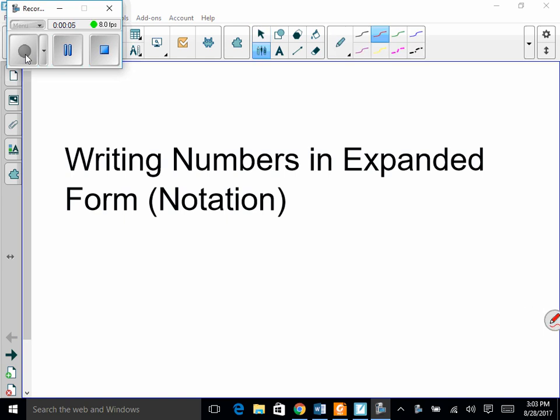Lindy here, and our first lesson is going to be on writing numbers in expanded form. It can also be called expanded notation. Basically, what we're going to do is take numbers and split them apart by place value and make them into a big addition problem. So we're going to take a look at a couple and we'll see what's going on.